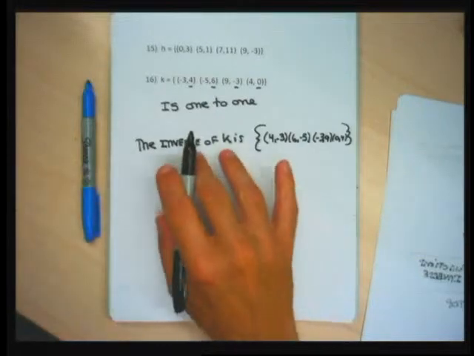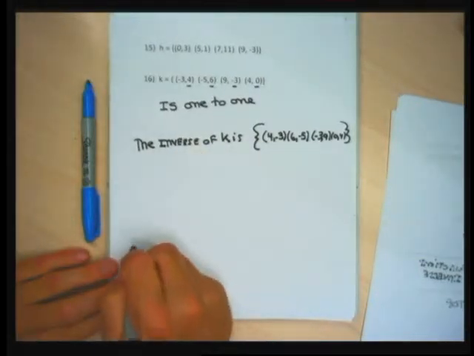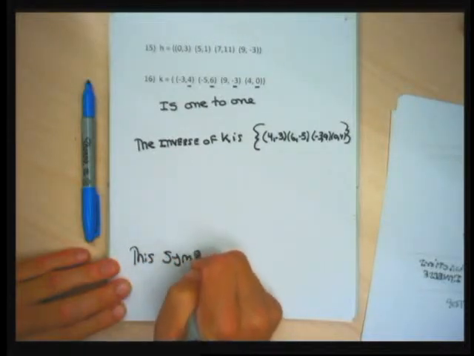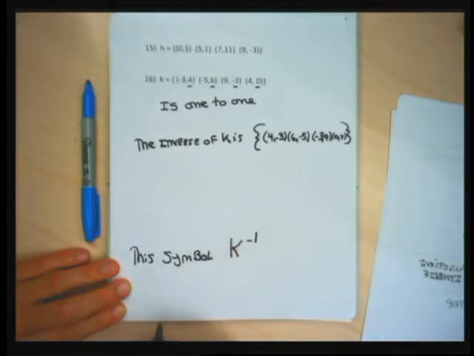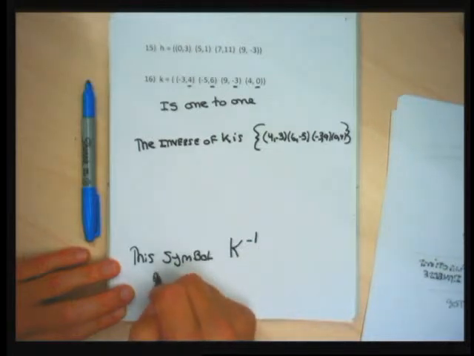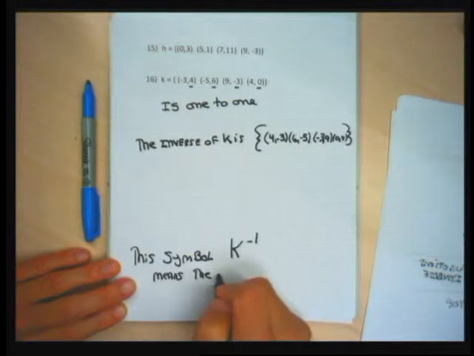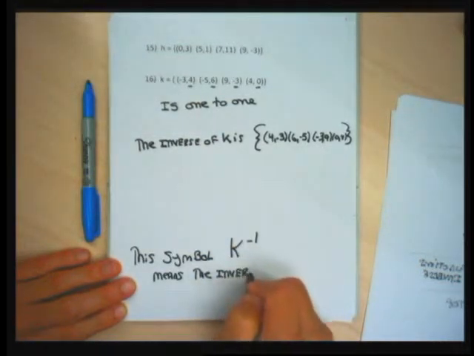This is not how I'd show the answer in the back of the book. So this symbol, k with a negative 1 exponent, that negative 1 exponent in function notation means the inverse of. So that symbol means the inverse of k. Doesn't really have the is.